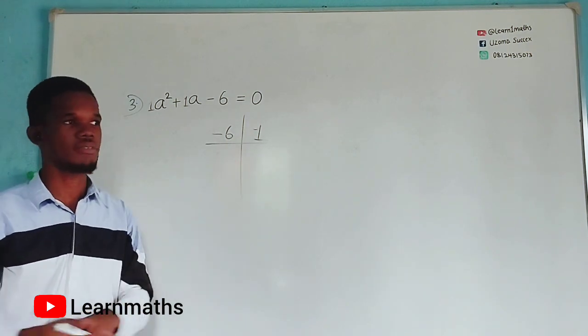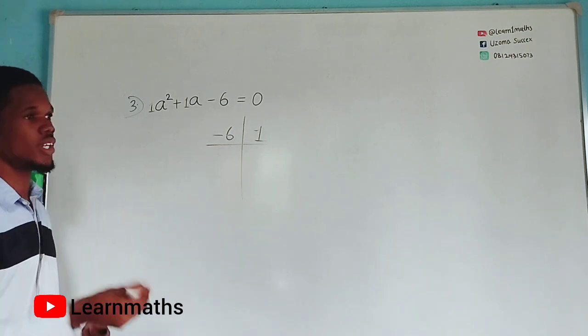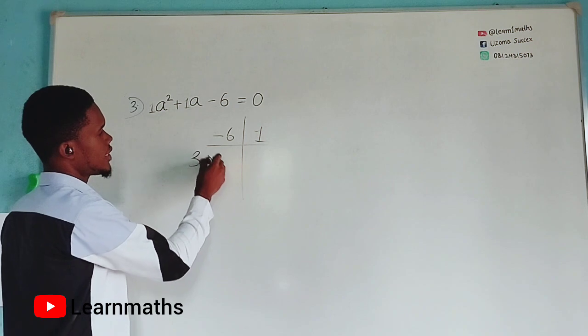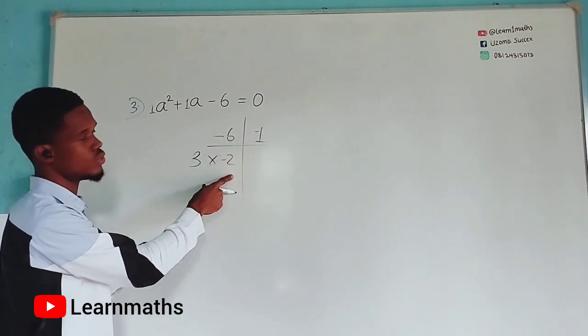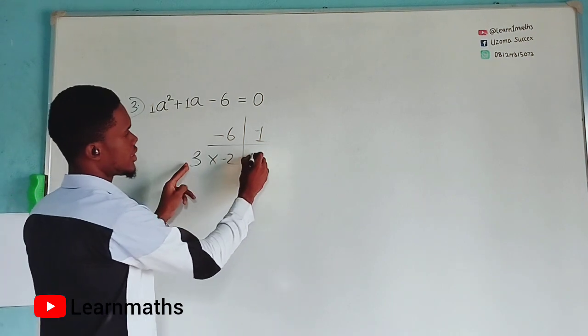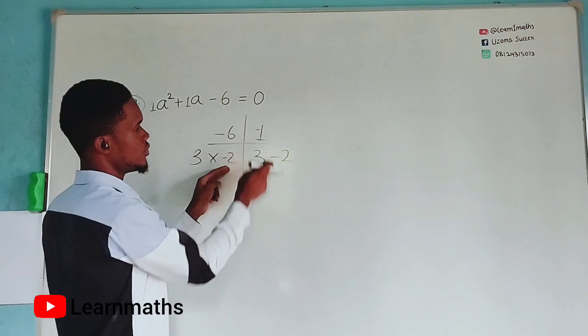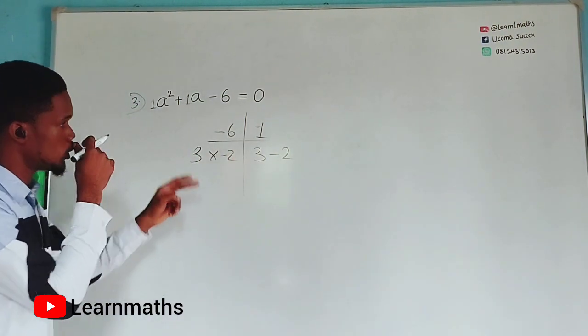If you keep practicing this factorization method, you're going to be so good at it that you may not even need much time before you get those two numbers. Like now, I think the two numbers are 3 and minus 2. 3 times minus 2 is minus 6, right? And 3 plus minus 2, if we put them together, is 1. So we have gotten the two numbers.